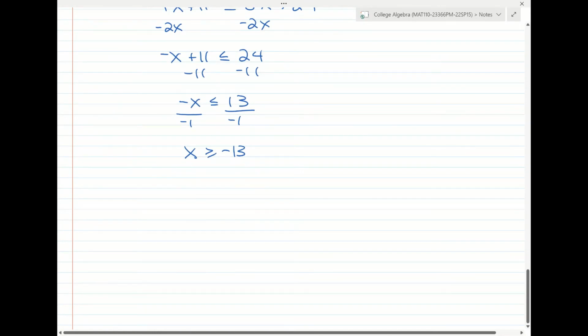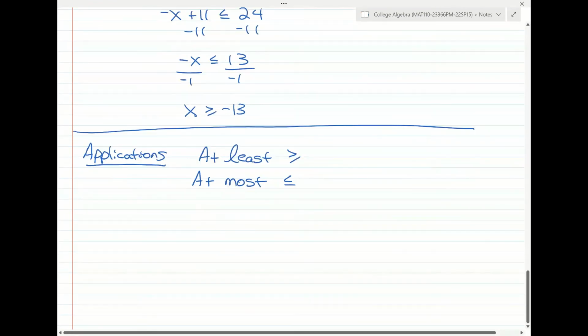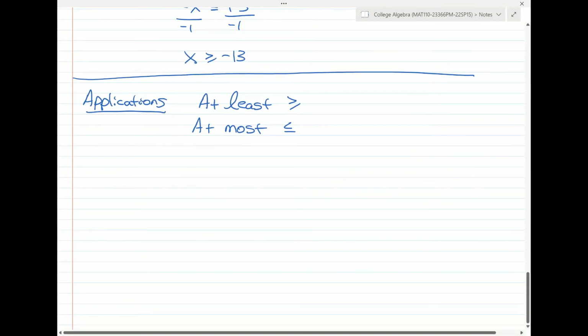I'd like to talk about a couple word problems before we move on to the next section for tonight. We're working with applications. Sometimes in the word problems we see at least, and we have to use greater than or equal to. And sometimes we see at most, and we have to use a less than or equal to. I want to just talk about a couple problems like this.